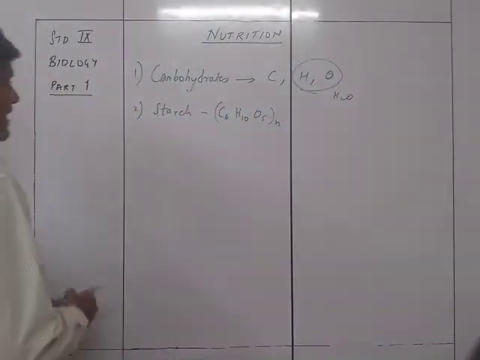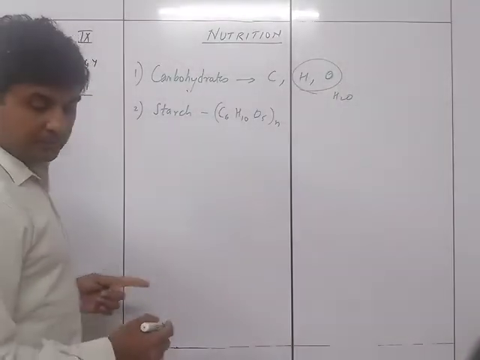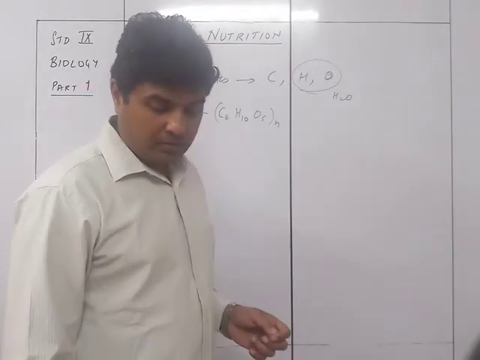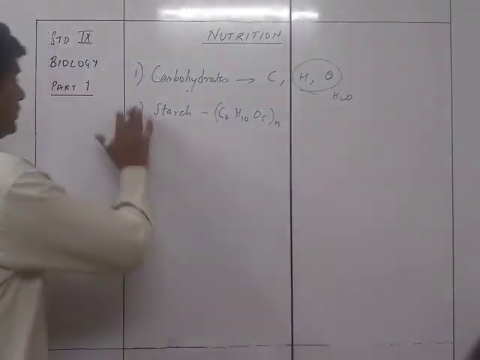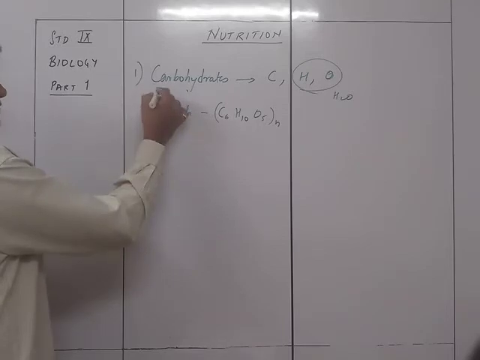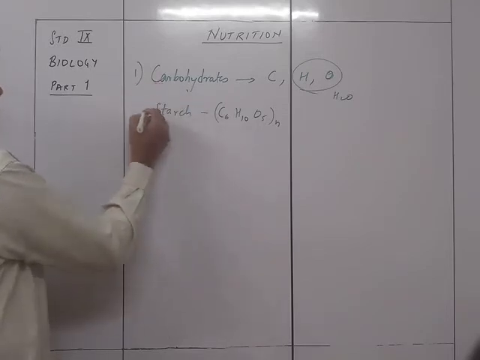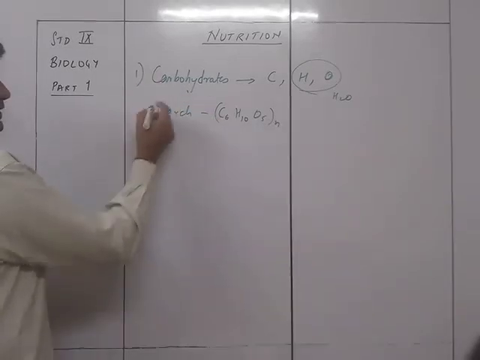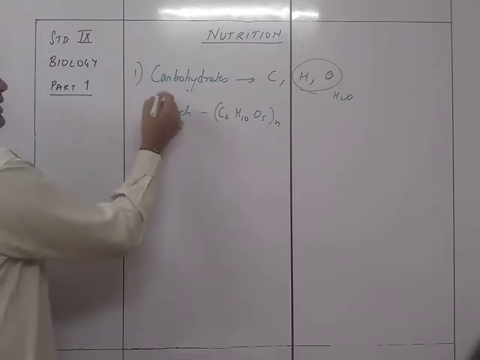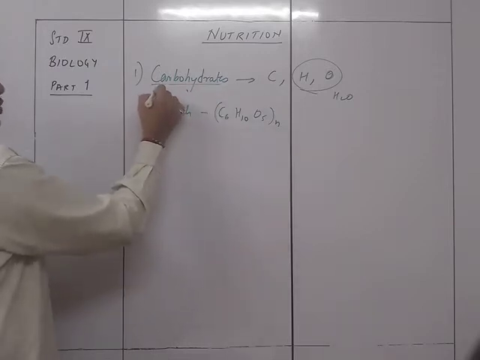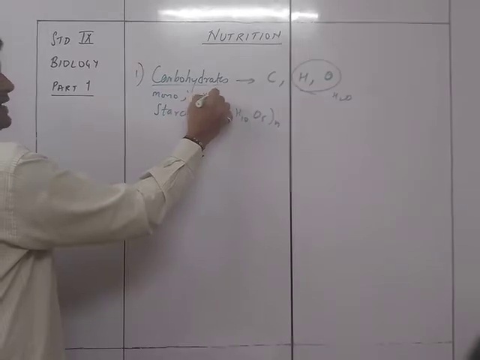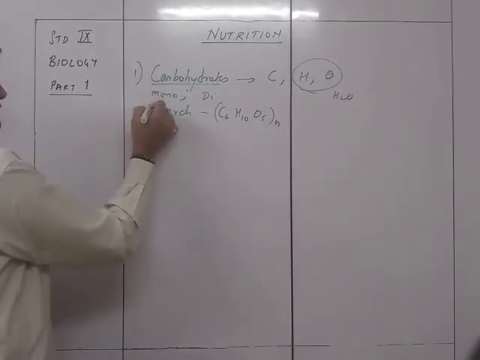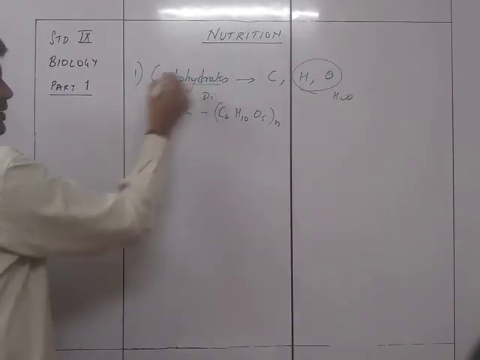The next is fats. Sorry, this is not the second part. Carbohydrates had starch also. So this is the different one. Starch is one of the parts. We can see over here, carbohydrates have got three parts: monosaccharides, disaccharides, and then polysaccharides. So these are the three parts of the carbohydrates.